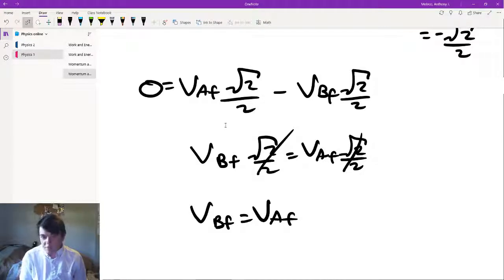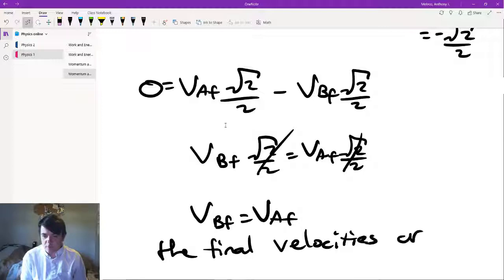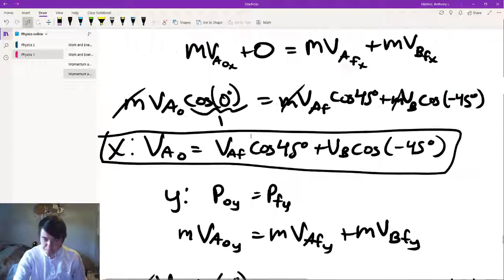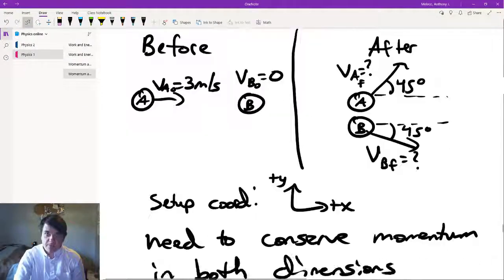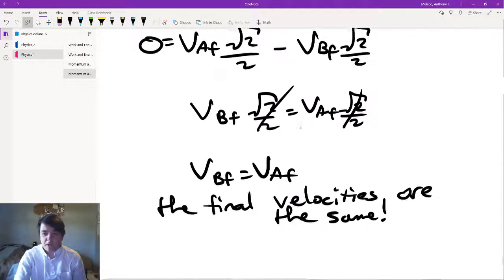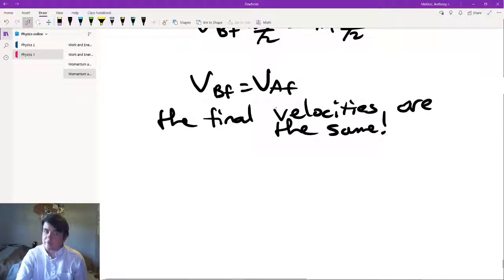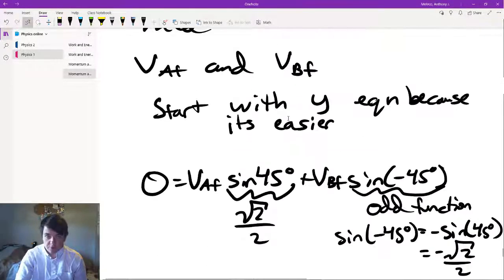Okay? And so that means that the final velocities are the same. We don't know what they are yet, but they're the same. Which makes sense. If you're shooting a billiard ball at another one and they move off at the same angles, the only way for that to happen is if they're moving at the same rate. If they have the same mass, of course, and they do. Okay, so same mass, moving at the same angles, they must be moving the same rate afterwards.